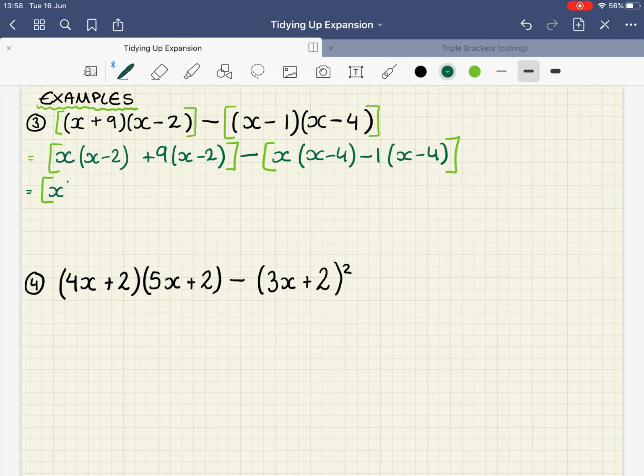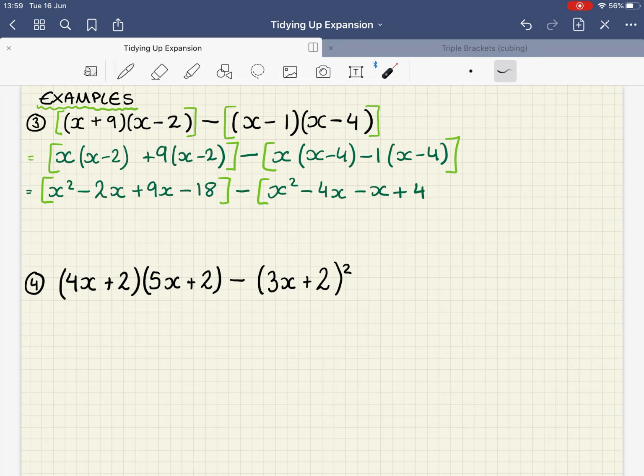X times x is x squared. X times minus 2 is going to give me minus 2x. 9 times x is going to be 9x. 9 times negative 2 is negative 18. And then I'm going to have x squared minus 4x minus x. And then that will be a positive 4 because I've got that double negative happening.